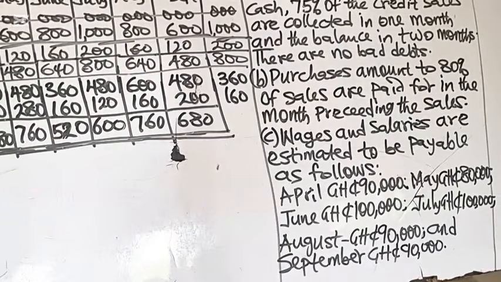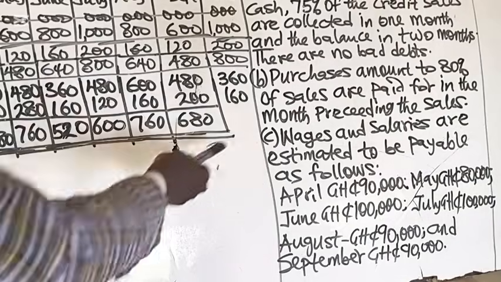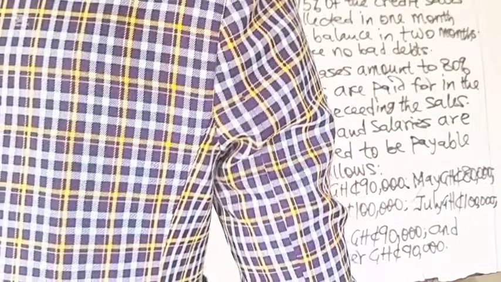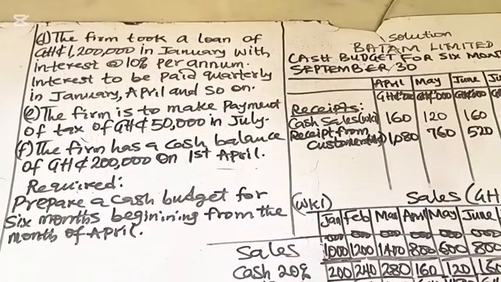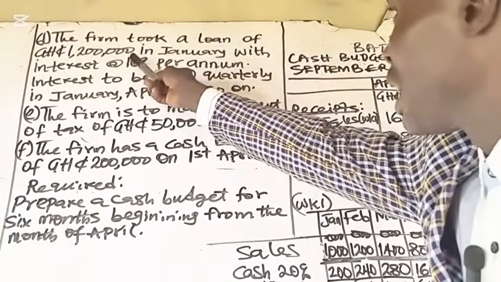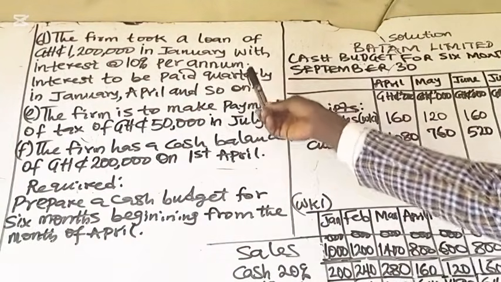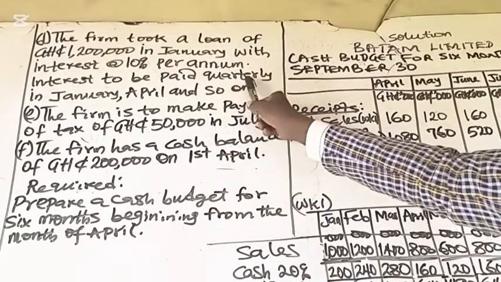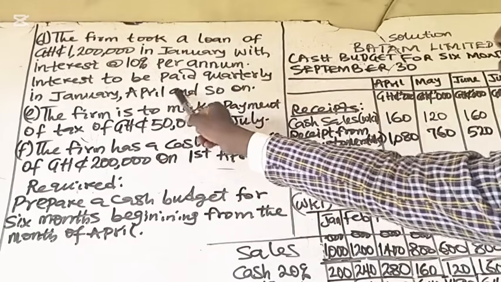In note B, note B relates to purchases which were made in the period, and payments will be made for purchases. Note C is wages and salaries. That is an expense that will equally be paid. In note D, the firm took a loan of 1.2 million Ghana cedis in January with interest at 10% per annum. Interest is to be paid quarterly in January, April, and so on.